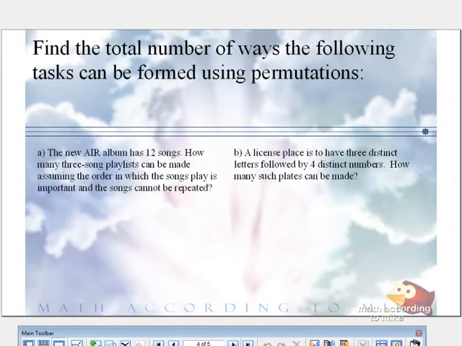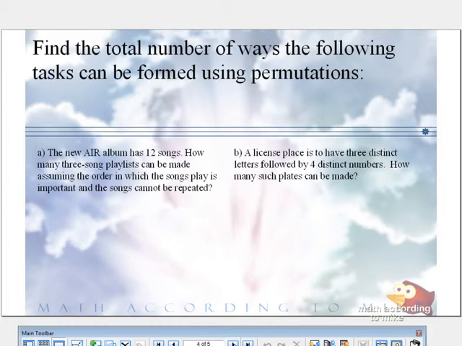Part A, the new Air album has... Do you know who Air is? I'm so proud of you. A lot of people don't know who Air is. Yes. Not Air Supply, Air. We're talking about the same French band? I've seen it before. All right. It's a good album. Google it. Feel free to. It has 12 songs.